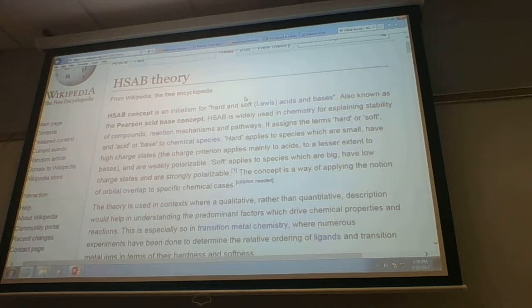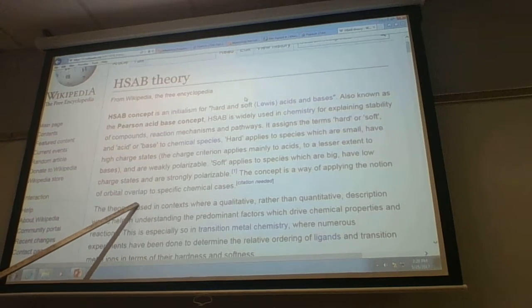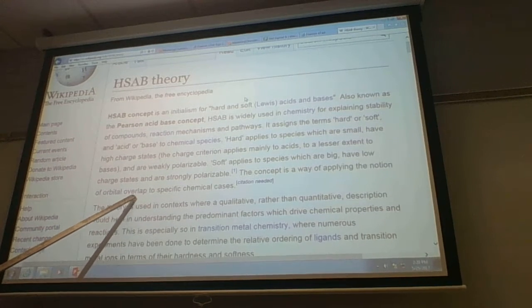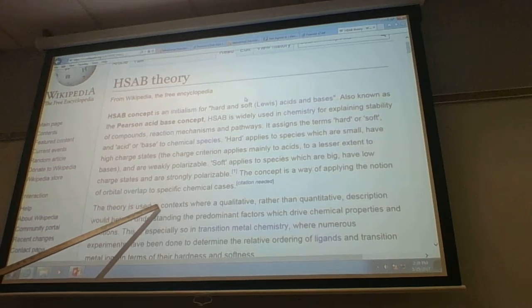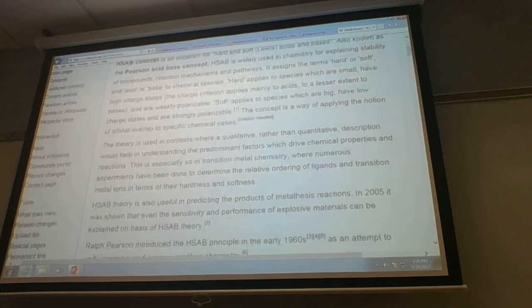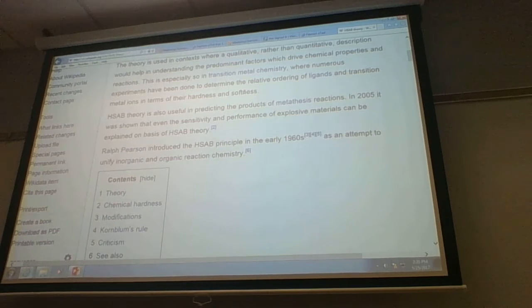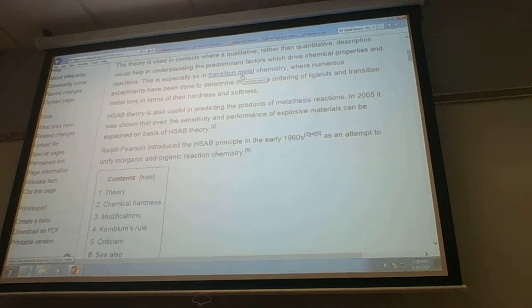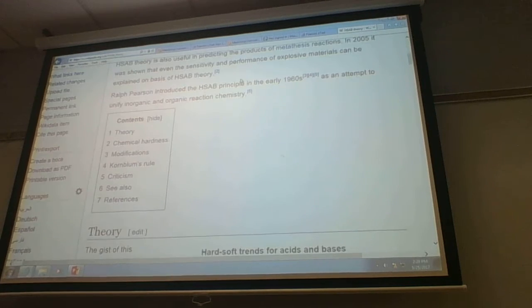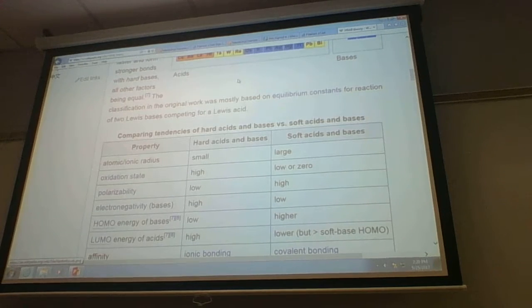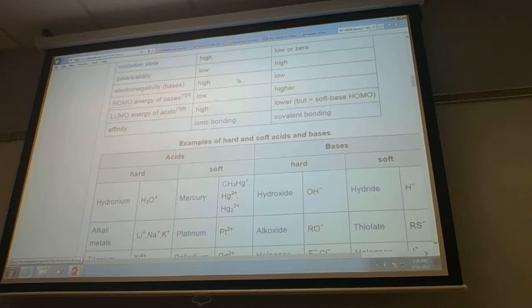And so hard-soft acid-base deals with orbital overlap, in valence bond theory, or with linear combinations of atomic orbitals for MO theory. Ralph Pearson is the guy who developed this, and the nice thing about this is you don't need a computer to do this. You can make predictions without one.